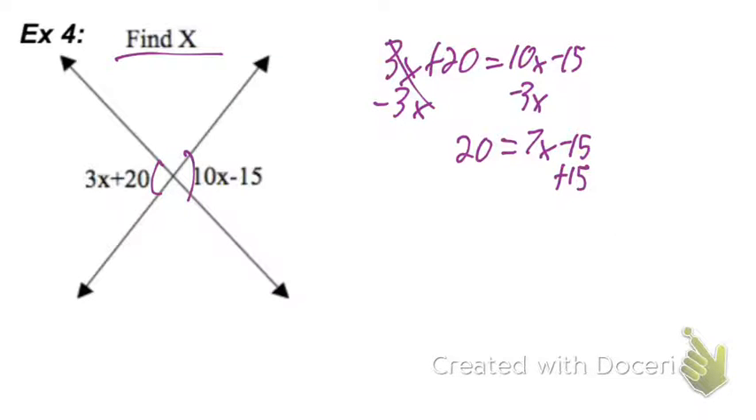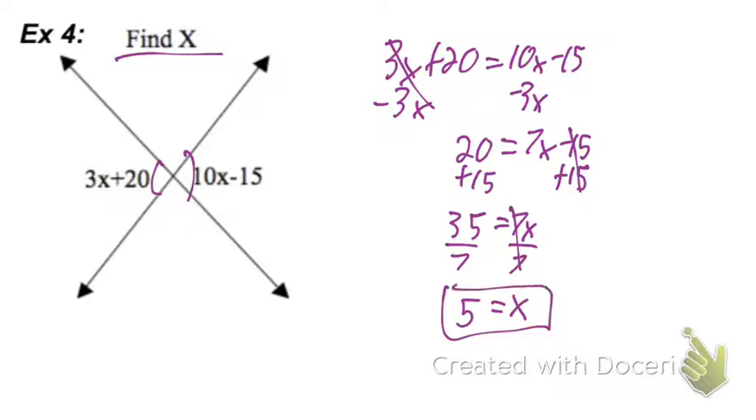Next, I'm going to add 15 to both sides here and get 35 is equal to 7x. Last but not least, I'll divide both sides by 7, and x will be 5. And we're all done. If we want, we could check our work, plug them back in, and make sure they get the same thing. Both angles would end up being 35 degrees, which are the same. But we don't have to do that. Really, all we need to do was find our x.